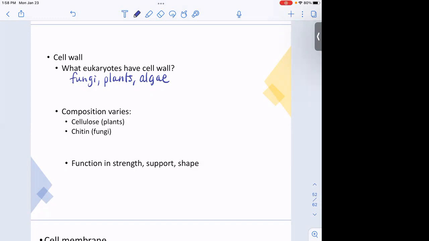The composition is so varied that we're not going to spend a lot of time on that. Of course, plants have the polysaccharide cellulose. Fungi very often have something called chitin, although there's some variability there. Usually some kind of a polysaccharide. Protozoa don't have a cell wall, like I mentioned, but they do have a proteinaceous covering that we'll get more to later. So kind of the same functions: strength, support, shape, protection from differences in osmolarity, osmotic pressure.